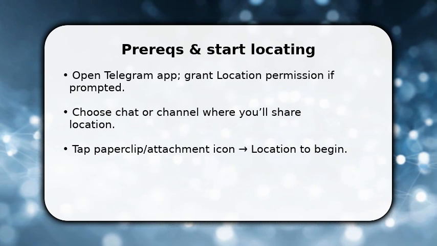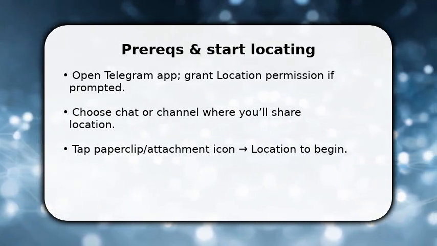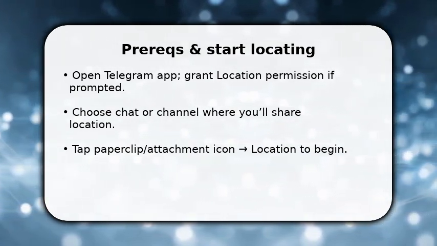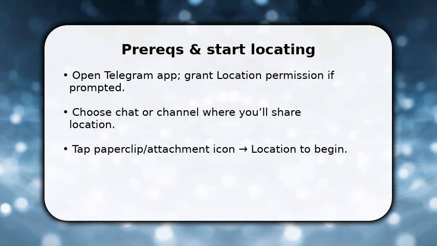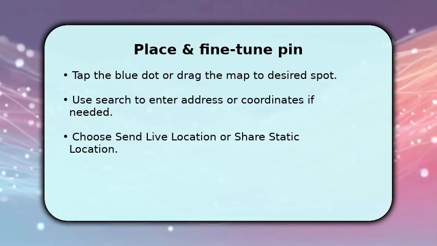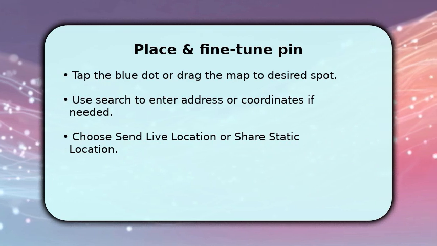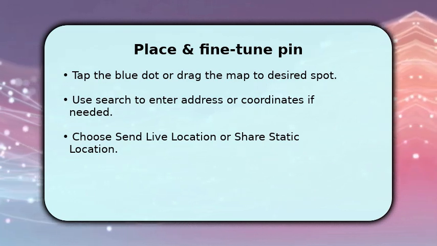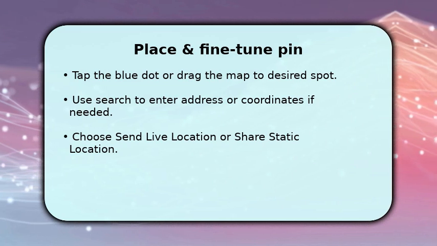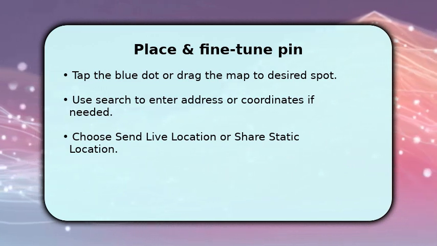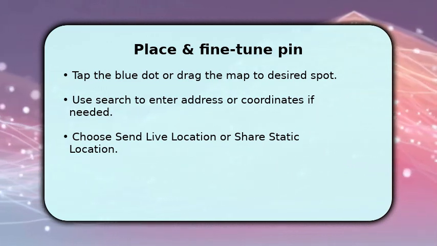Once the map loads, you'll see your blue dot or a search field. Use it to find the place you want a pin before moving to precise placement. Now position the pin. Either tap the blue dot for your current spot or drag the map until the marker is exactly where you need it. If the place is remote or specific, type an address or paste coordinates into the search box to jump there.